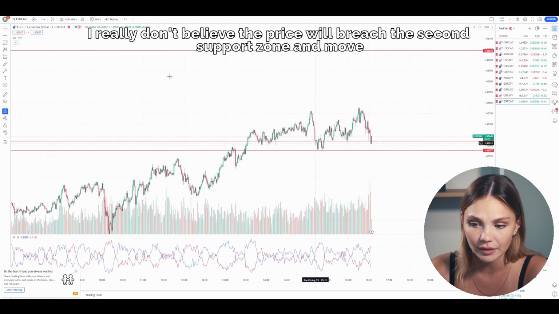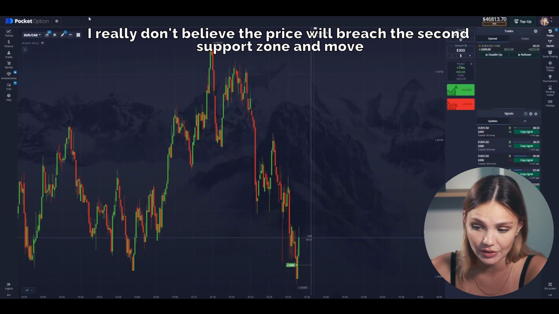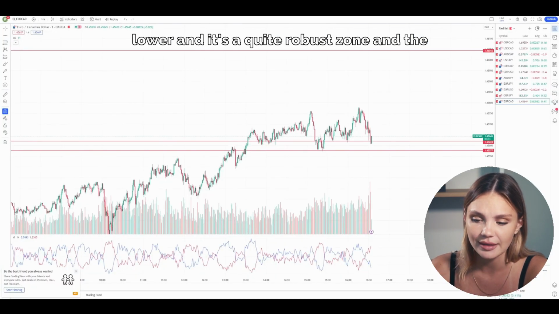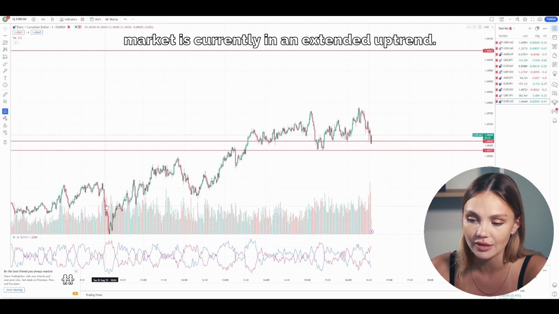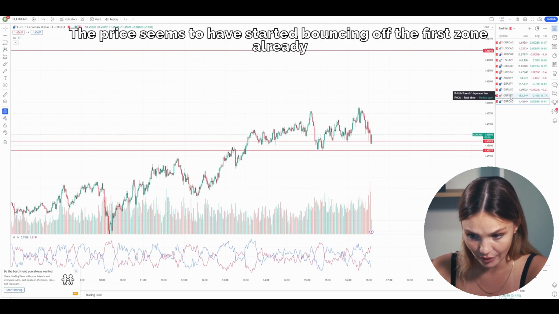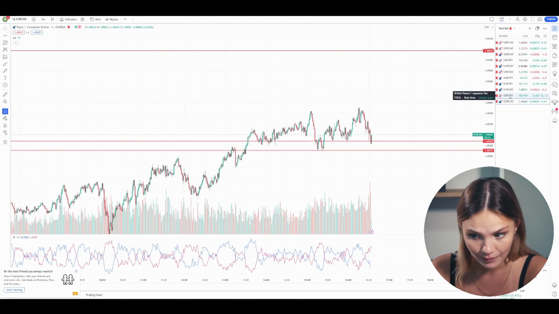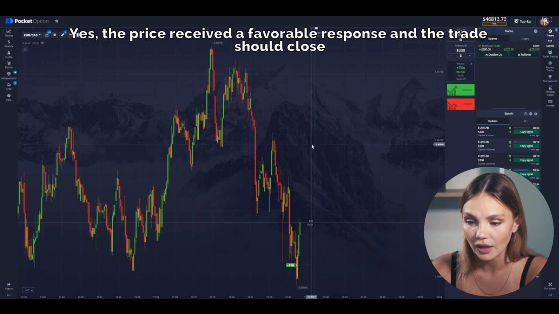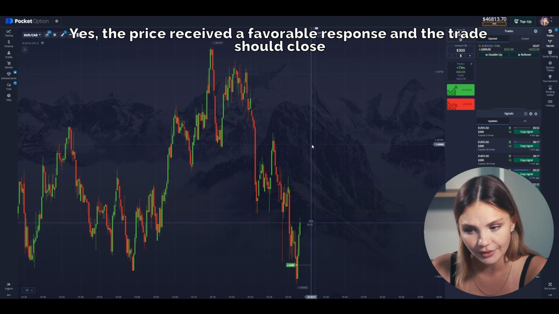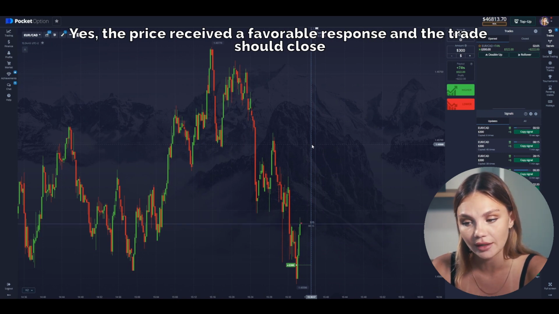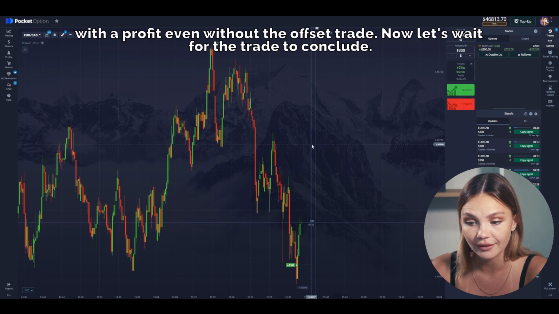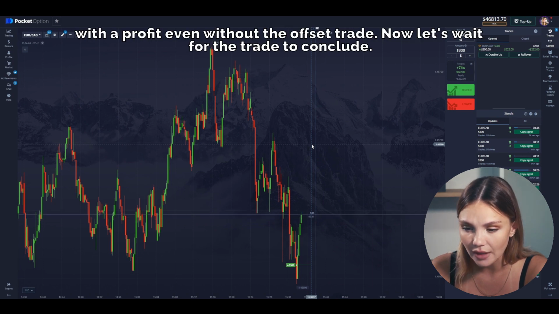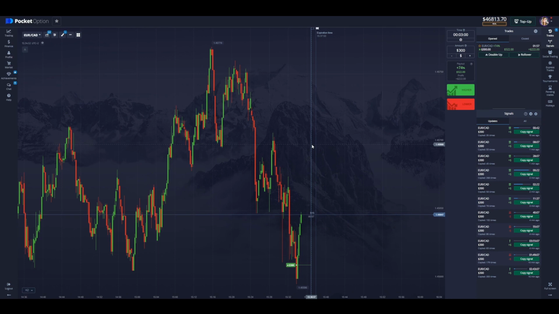I really don't believe the price will breach the second support zone and move lower, and it's quite a robust zone and the market is currently in an extended uptrend. The price seems to have started bouncing off the first zone already, so there is no need to worry about a potential break of the zones. Yes, the price received a favorable response and the trade should close with a profit even without the offset trade. Now let's wait for the trade to conclude.